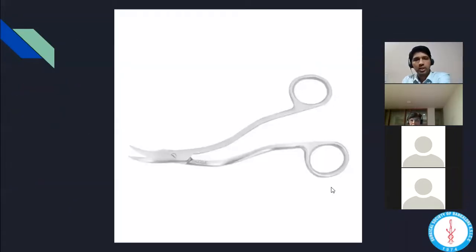This is a suture cutting scissor. You can see that the tip is slightly curved upwards. That is so that you can hook beneath the suture, pick it up, look at it, and then cut it.